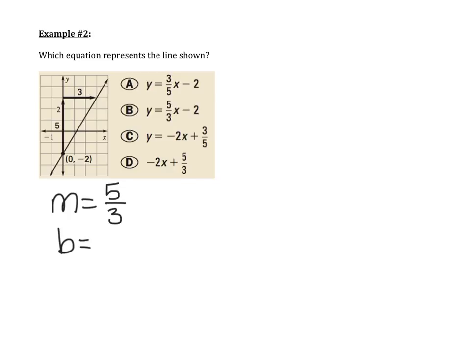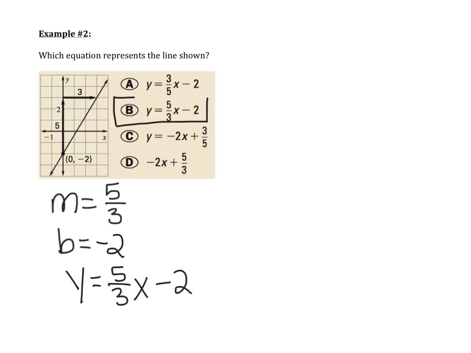The b I can identify just by looking at the graph. The b is the y-intercept, so the place where it crosses the y-axis. Where this line crosses the y-axis is right here at (0, -2). So that would mean that the b value is -2. So putting it into the equation, y equals mx plus b, we would have y equals 5 over 3x minus 2, which would be option B with our multiple choice.